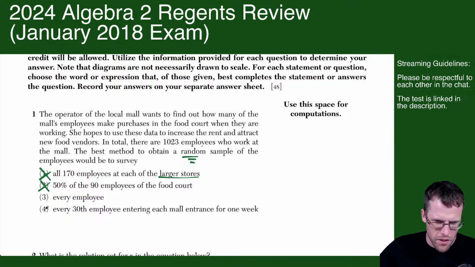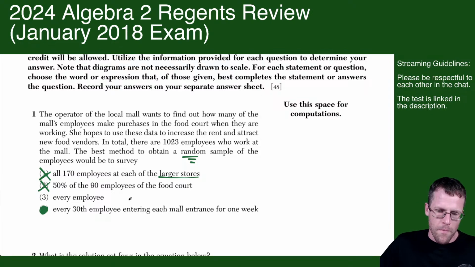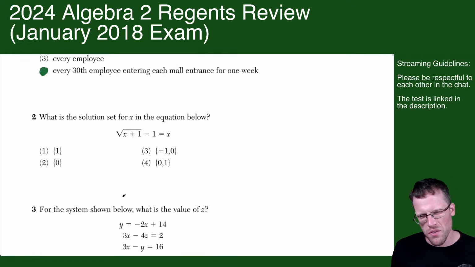It actually works out to choice 4. You might think, oh, but every employee would just give you the best idea. But we want to obtain a random sample. If we choose every employee, that's not very random. But every 30th employee entering each mall entrance for 1 week, that's pretty random, because we don't know which employee we're going to get. So that one I thought was not as nice as it could have been.